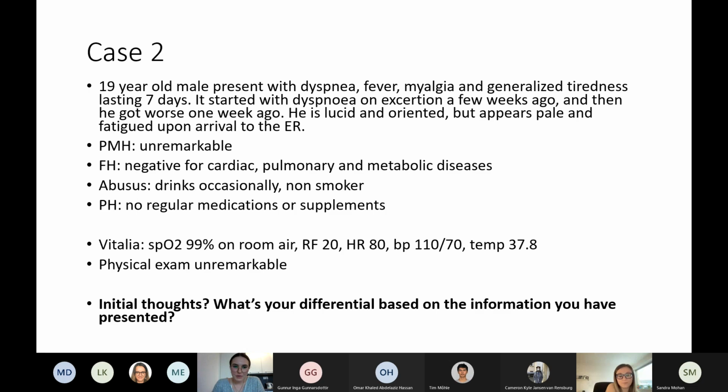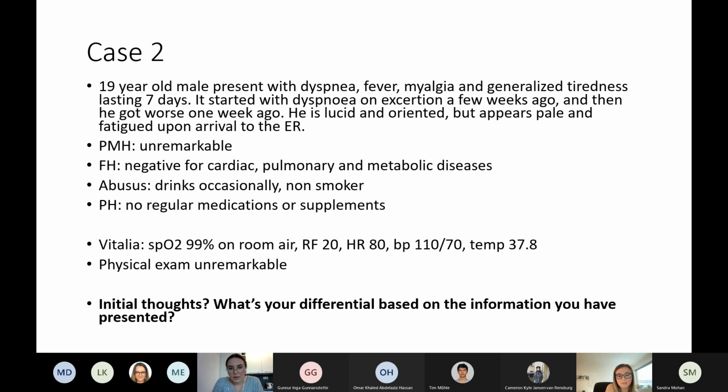Case number 2, 19-year-old male presented with dyspnea, fever, myalgia, and generalized tiredness lasting for 7 days. He started with dyspnea on exertion a few weeks ago, and then he got worse 1 week ago. He is lucid and oriented, but appears pale and fatigued upon arrival to the ER. Past medical history is unremarkable. He's a previously healthy 19-year-old man. Family history is negative for cardiac, pulmonary, and metabolic diseases. He drinks occasionally, but he has never smoked.